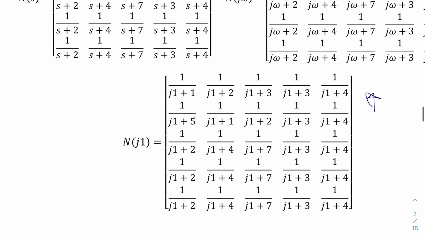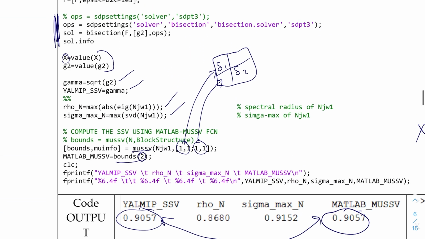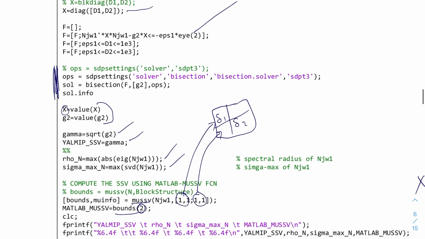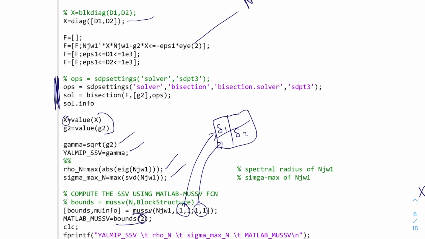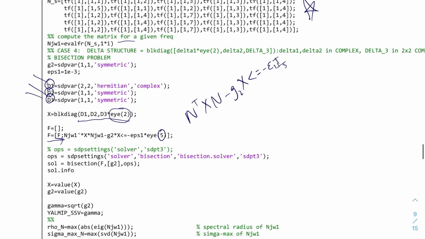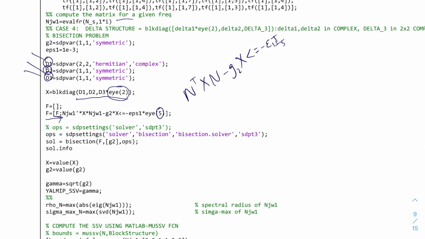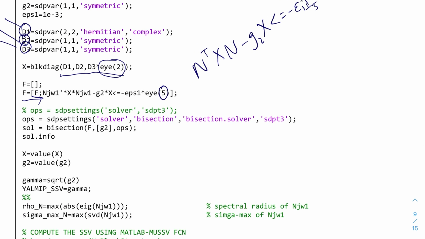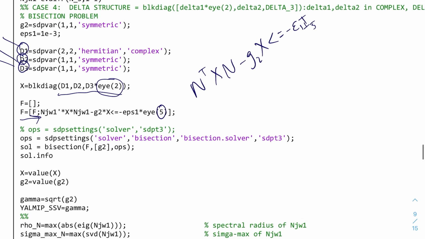Just give me 1 second. And 8, 9, I guess. Okay. Where is that? Yeah. Maybe not like this, but we need to have that type of constraint, and also identity for D3, right? For that, we need to have that type of constraints. However, interestingly enough, Yalmip solved that without imposing those constraints.